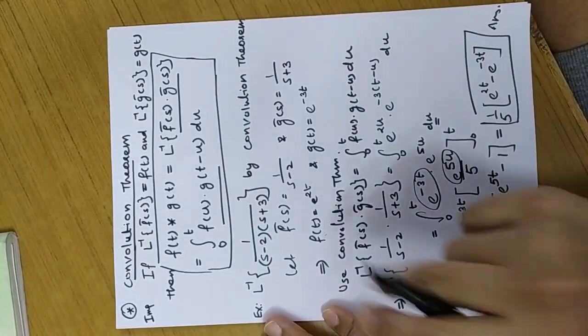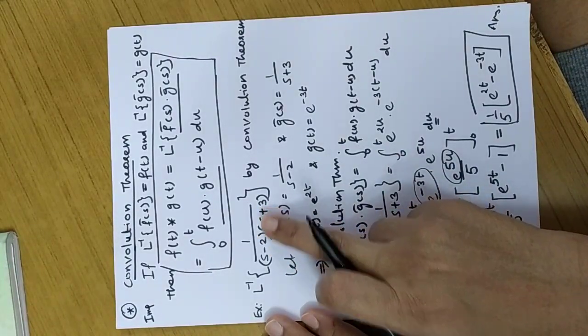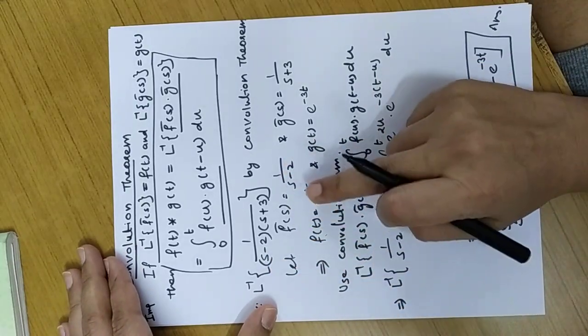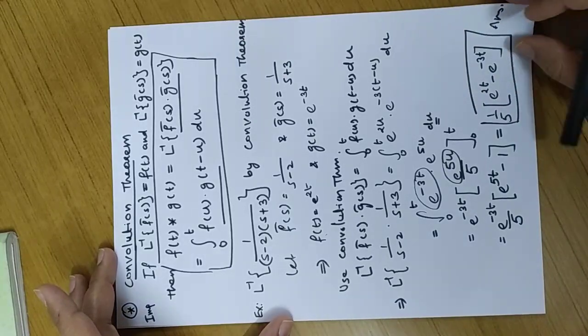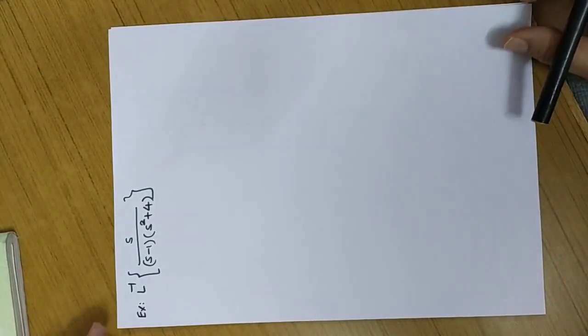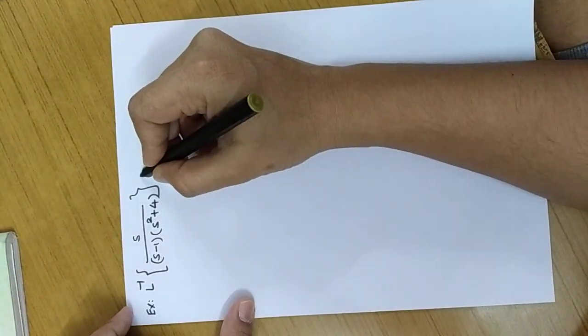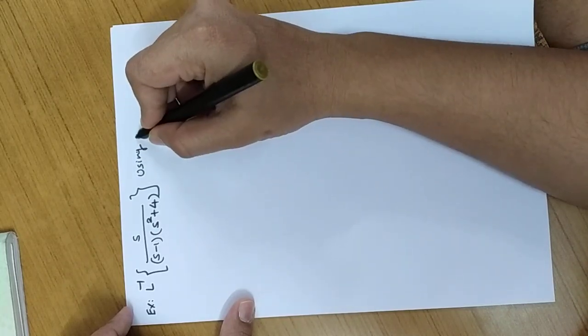So if we have a product of two functions of s, and you can find the inverse Laplace of both functions, then this theorem is best suited. Okay. Similarly, we have a second question. Again, we will use the convolution theorem.